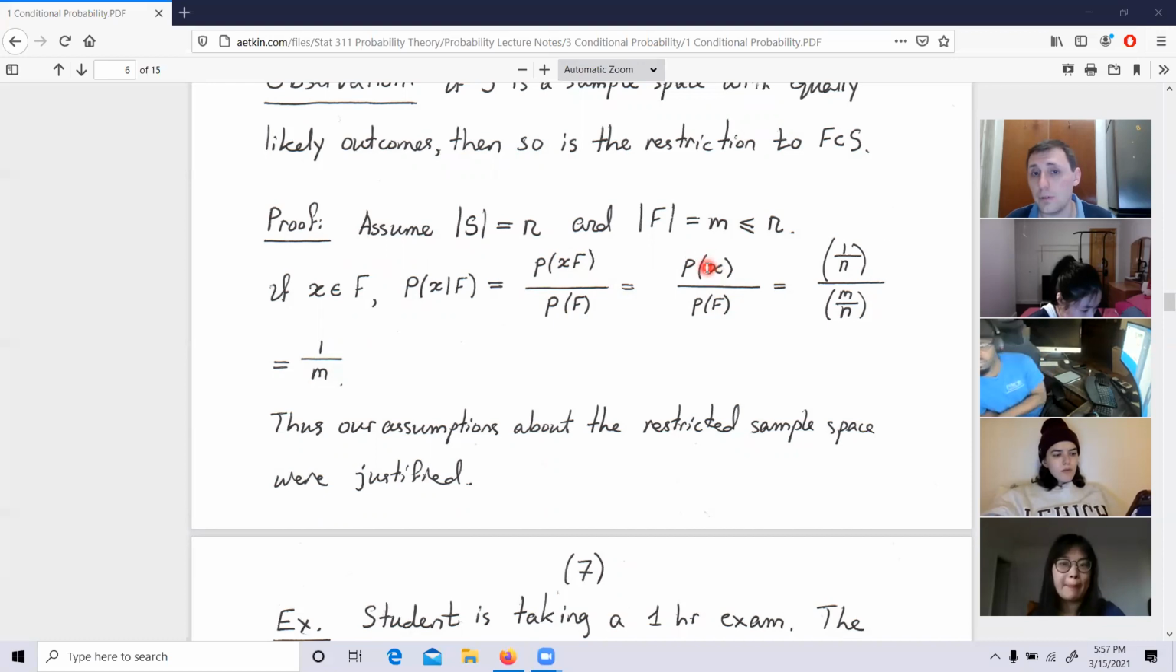Now what's the probability of X in the sample space S? It's 1/n. What's the probability of F? It's m divided by n. So you can see that the probability of X is 1/m. Right? Each individual outcome in F is equally likely to have been the outcome that created F.